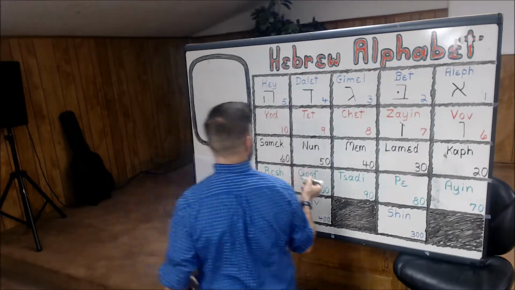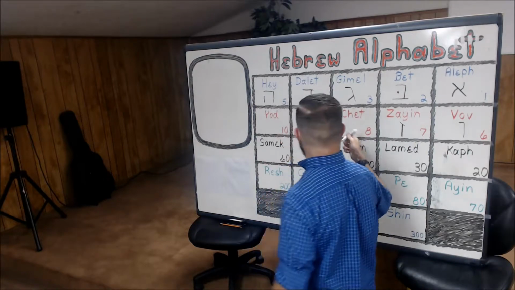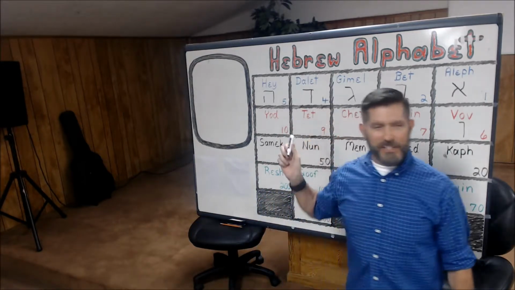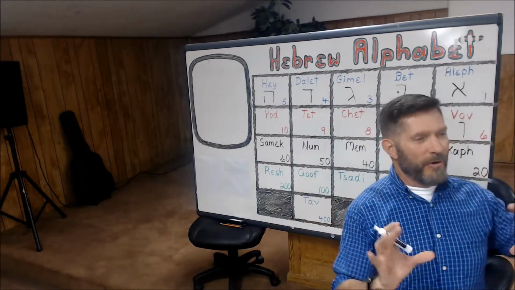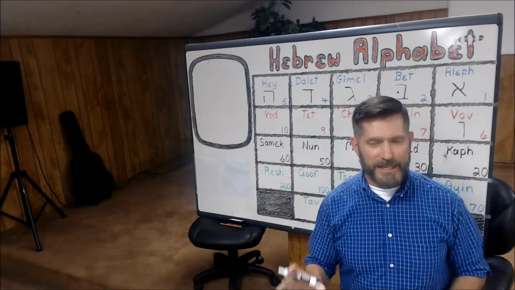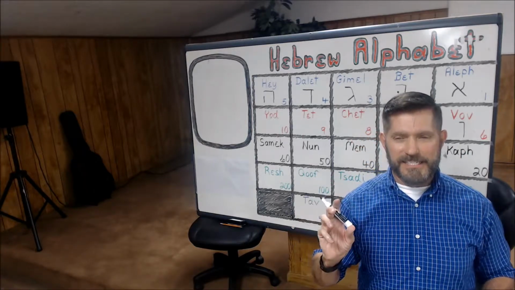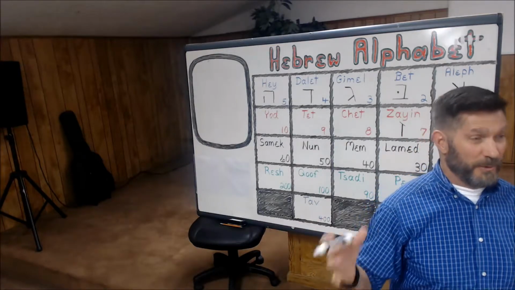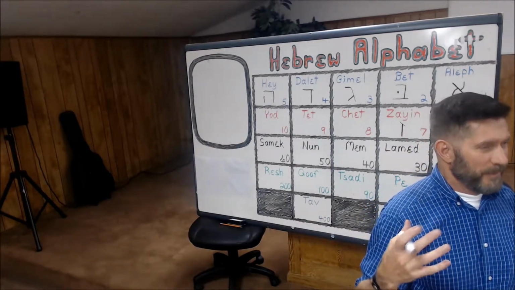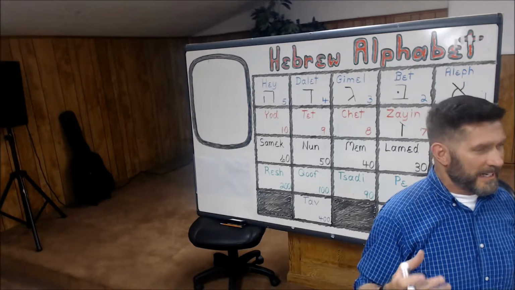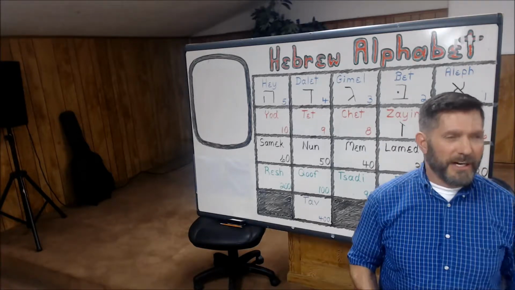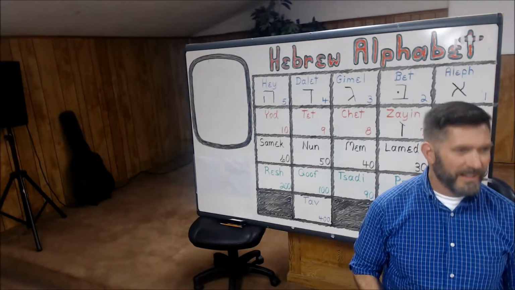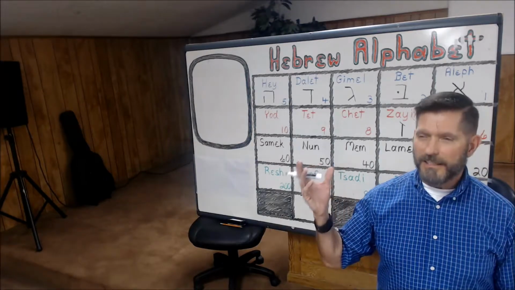Okay, the eighth letter is going to be, no, it's not Chet. We don't have any letters in the English alphabet that makes the sound, and so we just put CH to remind us to pronounce it with that guttural throat sound, het. Now don't go het. It's simply het.